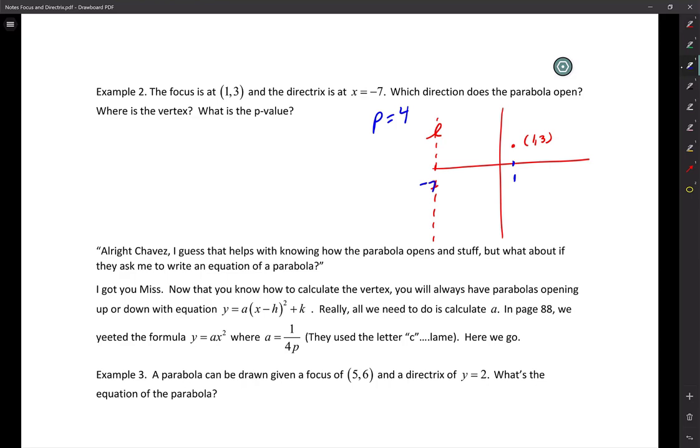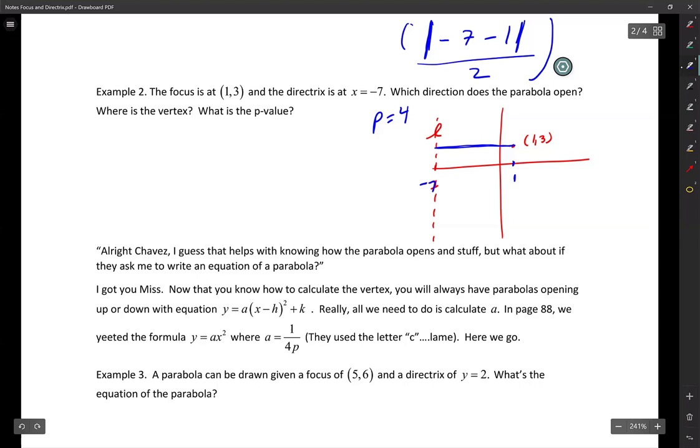You see this distance that I just drew with a blue line? It depends how you're oriented. So to figure out that distance in blue line, all I did was the absolute value of -7 - 1, and whatever that is, divide by 2. And that's how you get your p-value. Shouldn't it be negative? No, the p-value is always positive. It's just the distance between the focus and the vertex, or the vertex and the directrix. I'm taking the difference, -7 - 1.